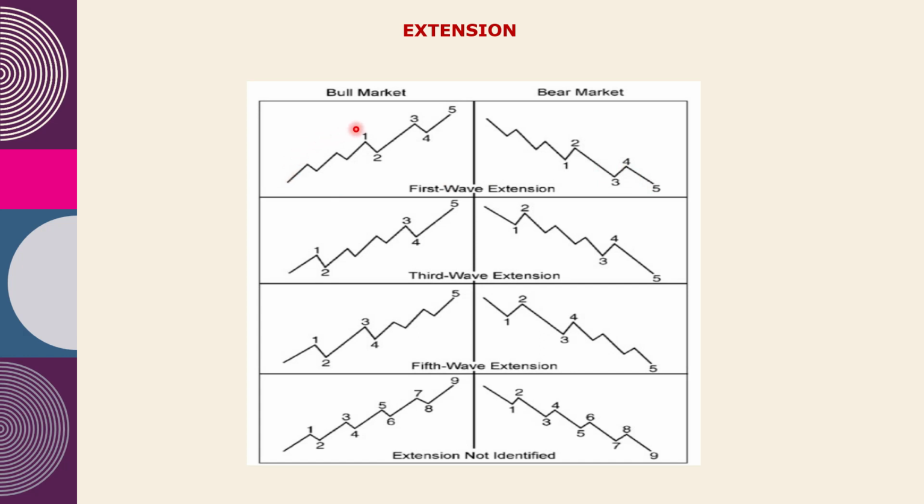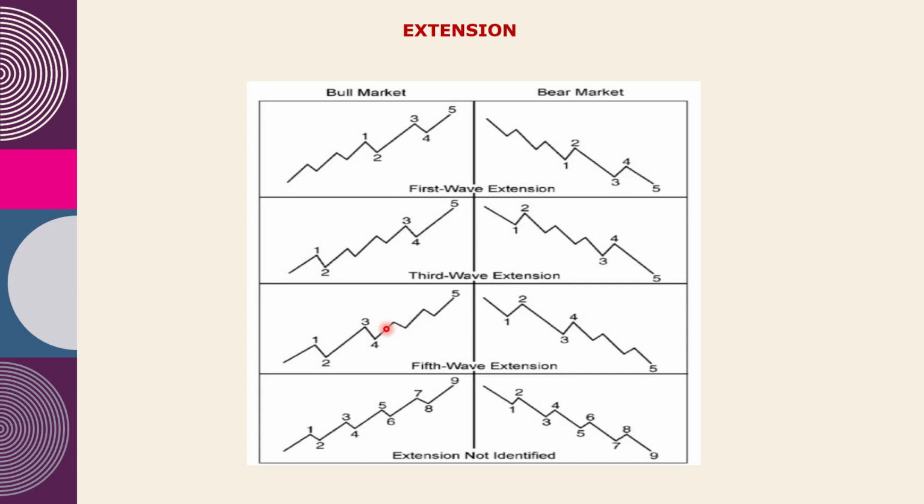If wave 1 is extended, expect wave 3 and wave 5 to be of equal length. If wave 3 is extended, expect wave 1 and wave 5 to be of equal length. If wave 5 is extended, expect wave 1 and wave 3 to be of equal length. After a 5 wave extension terminates, expect a swift and sharp reversal back to the second subwave of the extension. Up till here, the second subwave of the extension.